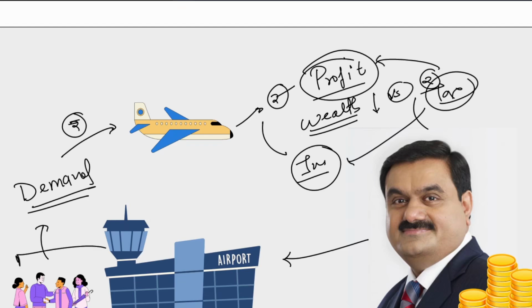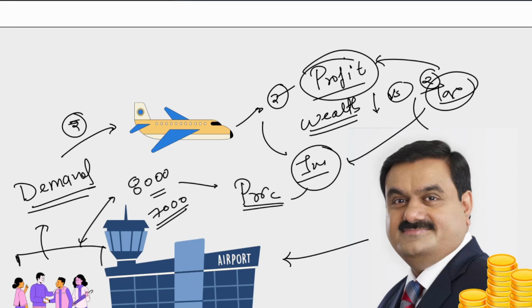Ultimately these will be the people who will suffer because now the airplane ticket will cost 8,000 rupees instead of 7,000 rupees. So who is in the loss here? These people are in the loss. So a price ceiling will be set by the government.